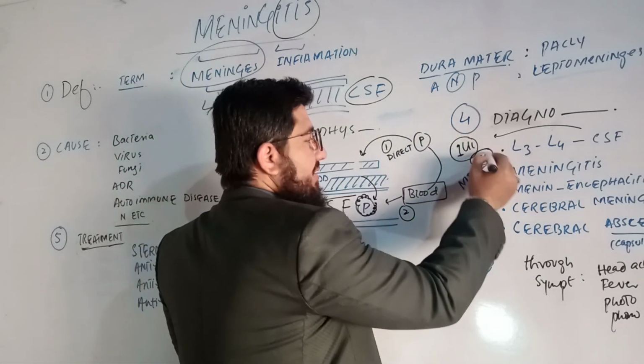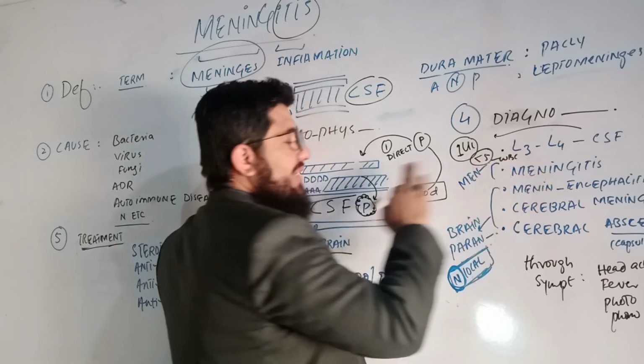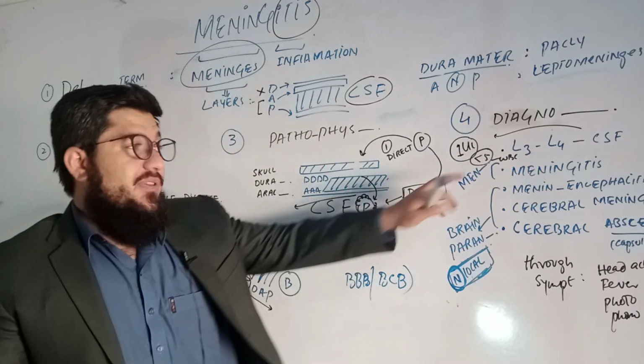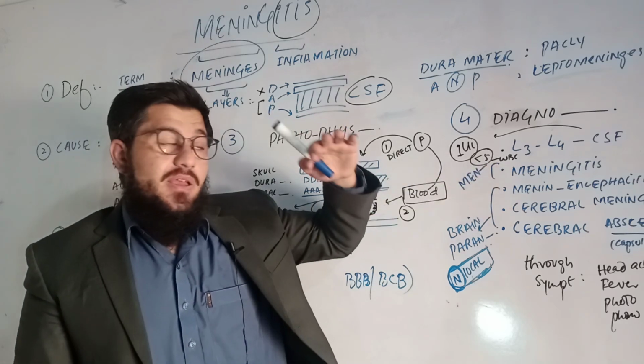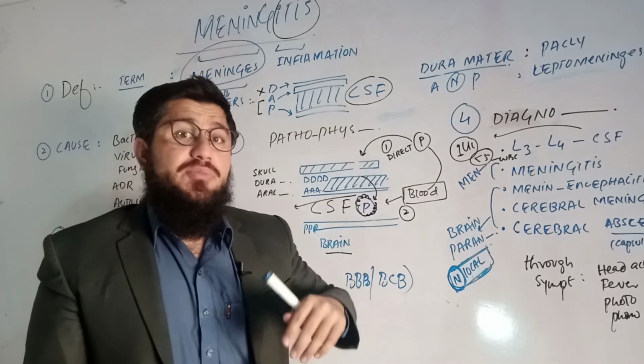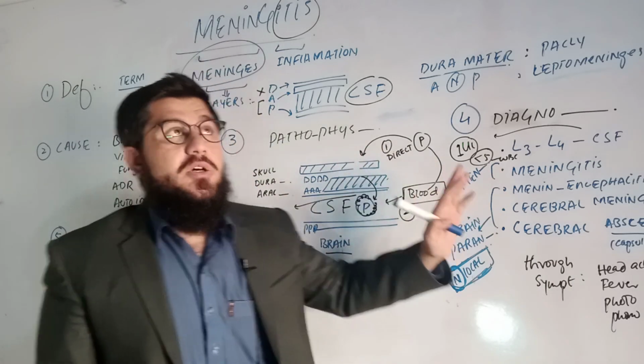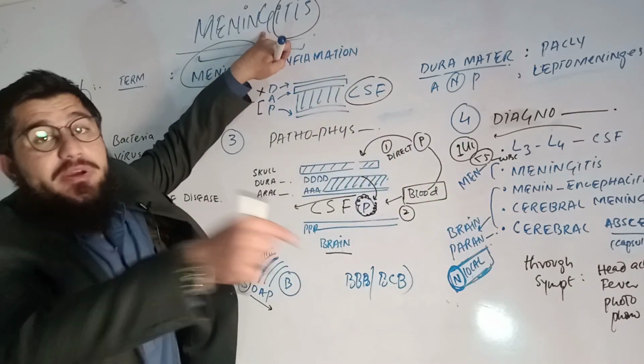Less than 5 WBCs, if there is less than 5, then it's okay, there is no meningitis. But if the number has increased, that is more than 5, in some books 5 or more than 5, then the case is obvious of meningitis, meaning the particular patient has meningitis.